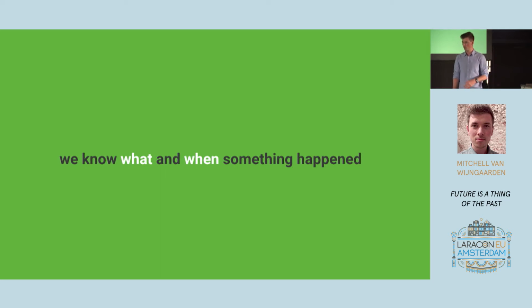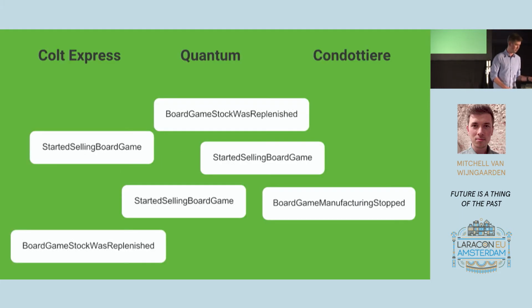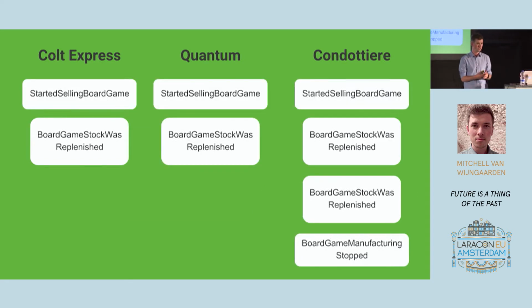So again, in a nutshell, we know what and when something happened. So just imagine we have a bunch of events now. There's a bunch of events in one table. It's all in there, right? But how do we get to this ordered stuff? How do we know which domain events belong to which object, to which board game?